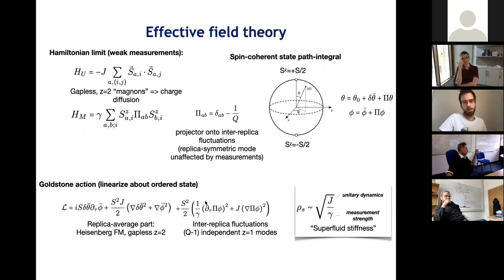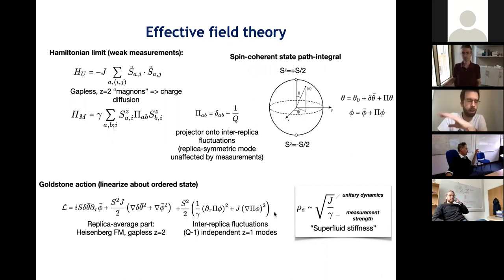The non-trivial part is actually the other one. Pi is defined by this. It's basically a projector onto something that's not symmetric between replicas. And it ends up giving you Q minus 1 things that look like a Luttinger liquid, or an XY model more precisely. There's some effective superfluid stiffness, given by the square root of the strength of the unitary dynamics divided by the strength of the measurement. This sets what the stiffness is for this XY model.